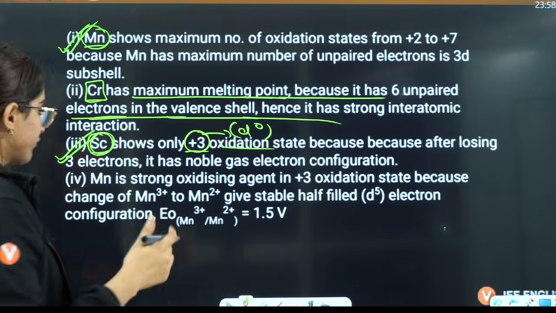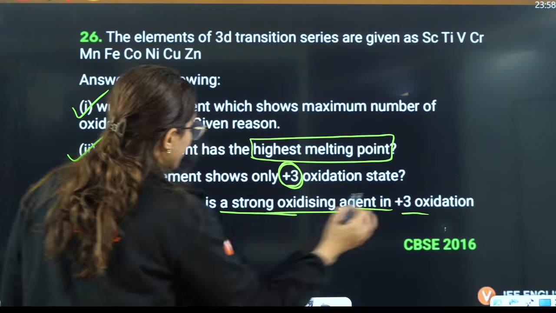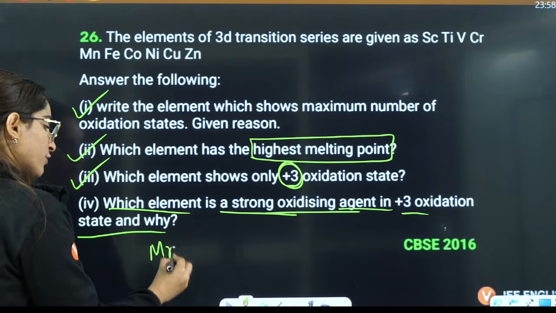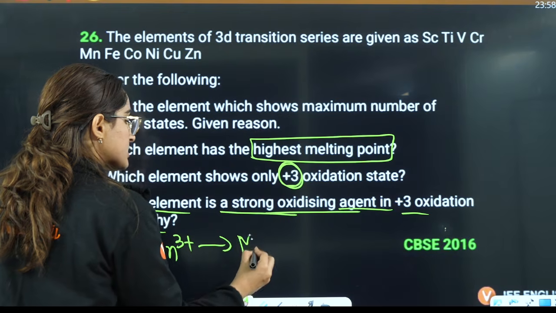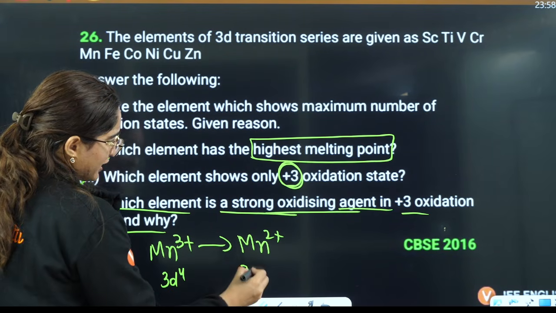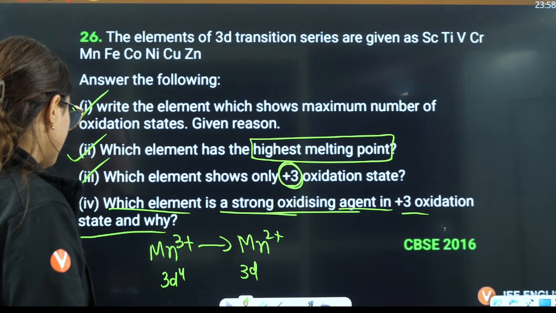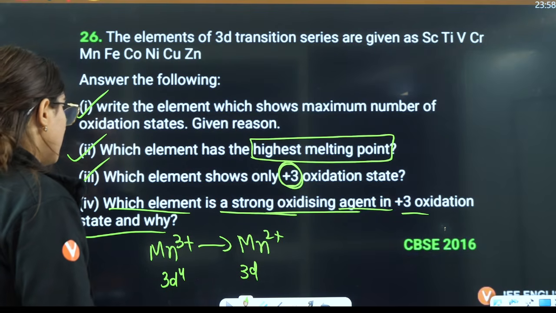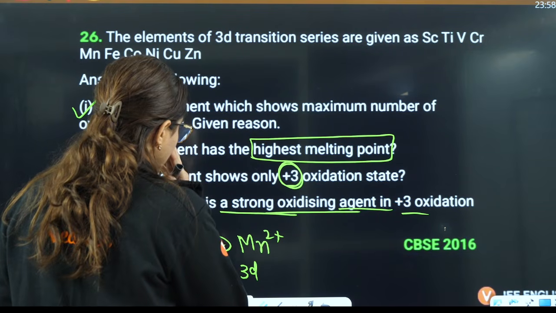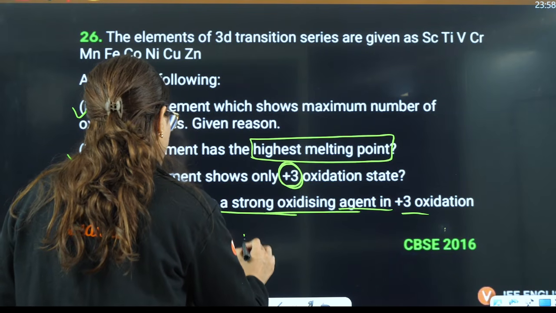which is a stable configuration. Last is, which element is the strongest oxidizing agent in +3 and why? So manganese we have done in +3, easily it is converted to +2 because it is 3d4 and it is 3d3. Wait a minute. Oxidizing agent means it itself should get reduced. So manganese to manganese.